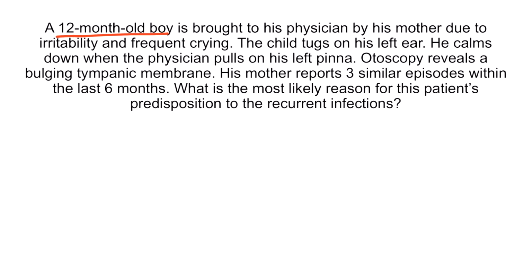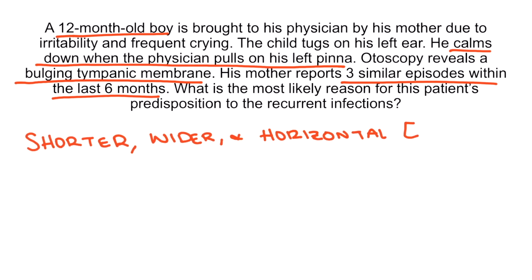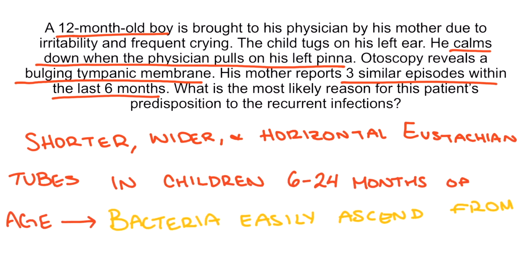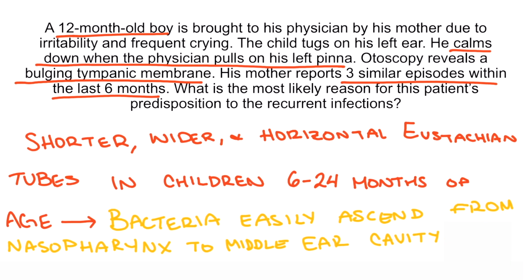This 12-month-old boy presents with left ear pain. He calms down when the physician pulls on his left pinna. Otoscopy reveals a bulging tympanic membrane. His mother reports 3 similar episodes within the last 6 months. The reason for frequent otitis media in children from 6 to 24 months of age is that they have wider, shorter, and more horizontal eustachian tubes. Therefore, it is easy for bacteria to ascend from the nasopharynx to the middle ear cavity, causing otitis media.